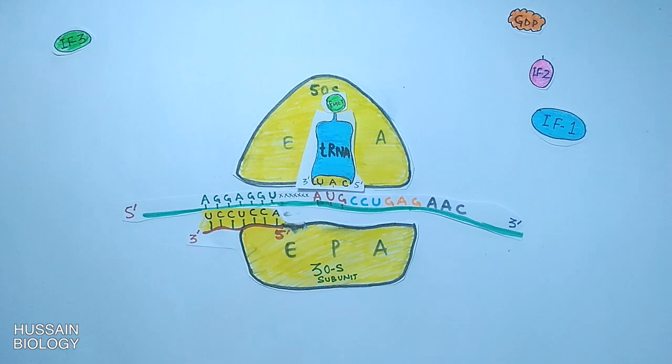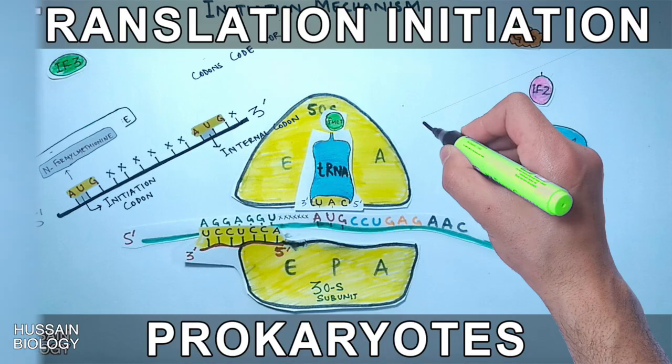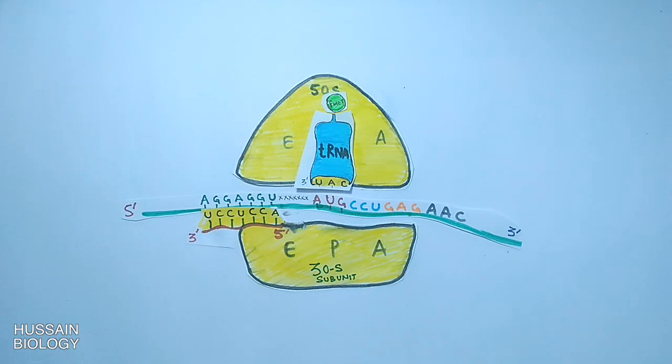We have been discussing translation in prokaryotes. In the previous video, we discussed initiation in prokaryotes, and we were at this step depicted in the diagram, where the initiating aminoacyl-tRNA has just started the initiation. Now in this video, we will get along with the elongation process and termination process in detail.